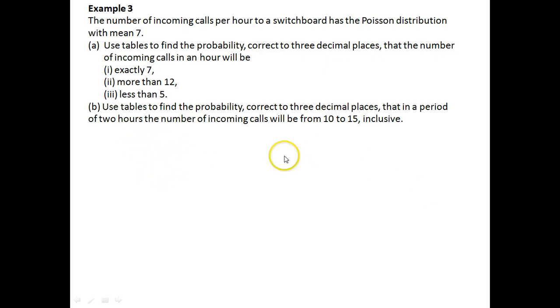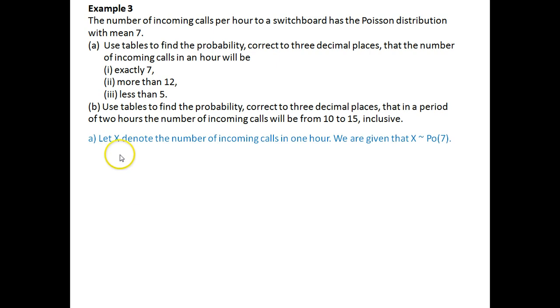The number of incoming calls per hour to a switchboard has Poisson distribution with mean 7. So lambda is 7. Use tables to find the probability correct to 3 decimal places that the number of incoming calls in an hour, so per hour is mean 7, so in an hour is exactly 7, more than 12 and less than 5. We'll do that first. So X denotes the number of incoming calls in 1 hour, and we are given that X is Poisson distributed with parameter lambda equal to 7.